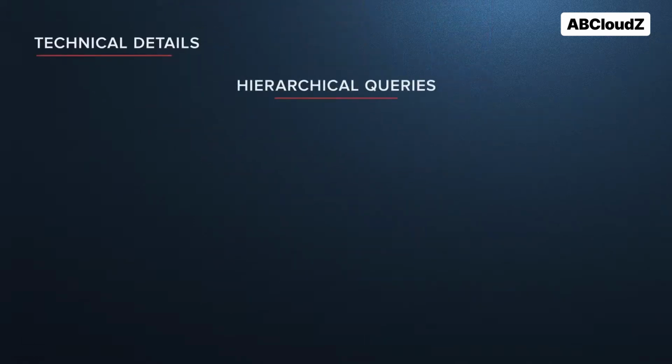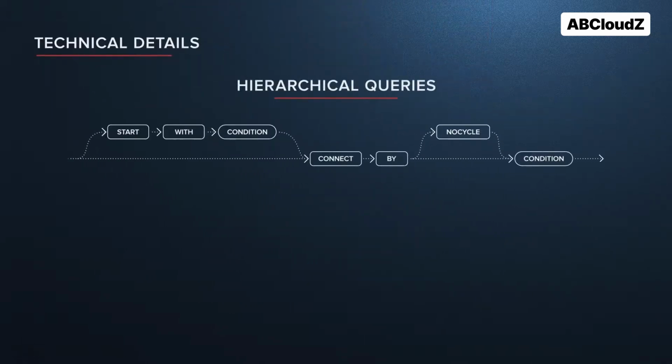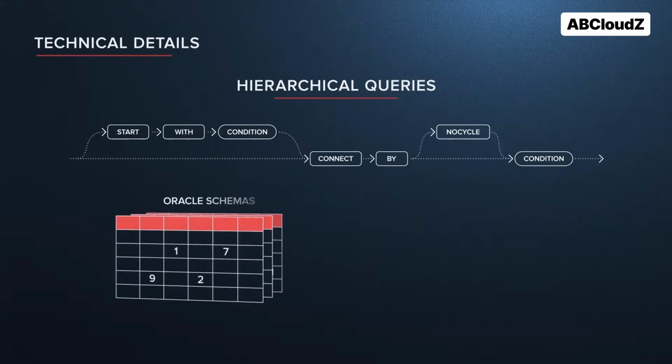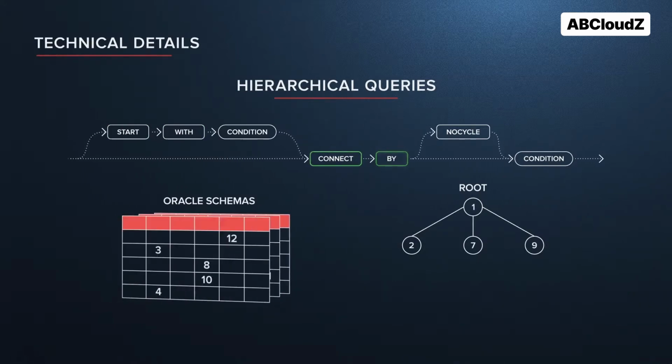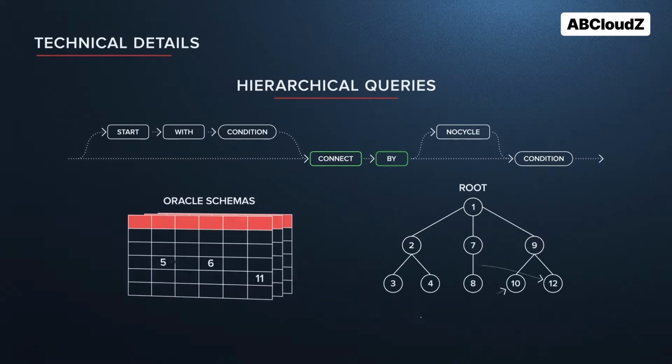First of all, let's see how Oracle's hierarchical queries work. On the first step, Oracle selects the root rows that satisfy the start with condition. On the second step, Oracle selects the child rows that satisfy the connect by condition for every root row. After that, Oracle continues to select the child rows for all previously selected child rows. This is how Oracle builds the hierarchical tree.